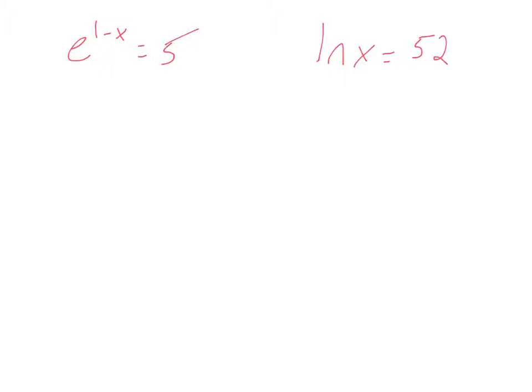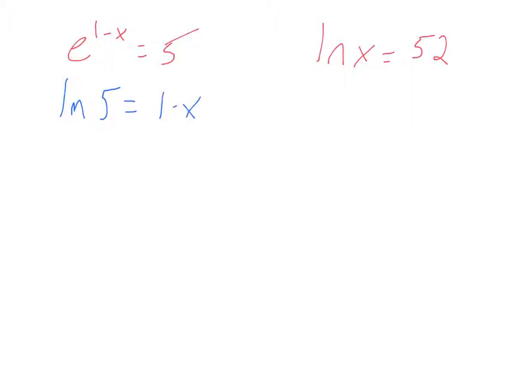Now with this first one here, e to the 1 minus x equals 5, if I want to solve for x, I have an exponential expression. I can't write it in terms of the same base on both sides, right? Because 5 and e clearly don't have a common base. So what can I do? What's my go-to? Write it in exponential form, right? What would this be in exponential form? Log base what of what equals what? What's the base? So it should be ln of what? 5 equals 1 minus x.